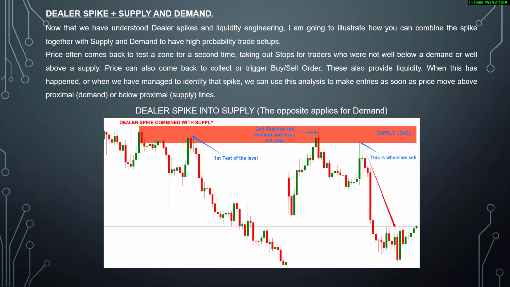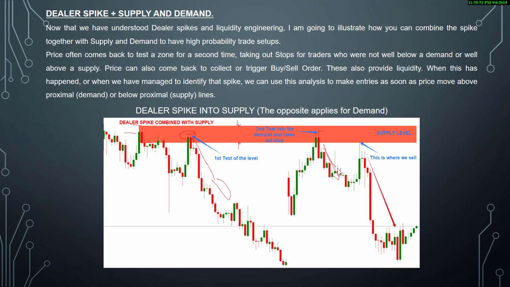So we've got a supply zone here, right? Remember, we've got our swing high, bearish candles close, we draw our proximal line. So this is our proximal, this is our distal line, right? Now, first test of the level, always successful. First test, market closes below the distal line, we are selling. Second test into the supply and takes out stops. You see these highs, how this high has taken them out, and then close below, then you're selling.